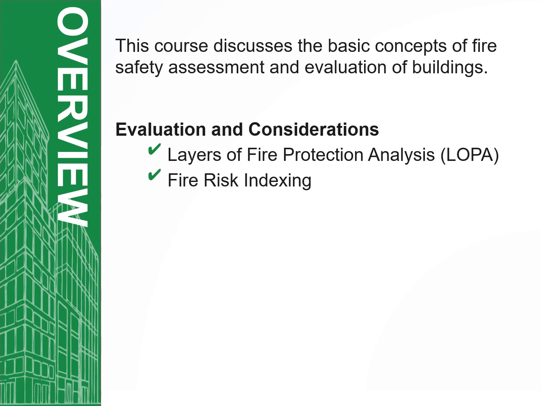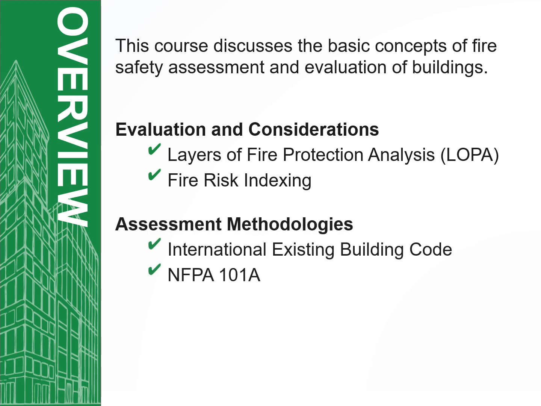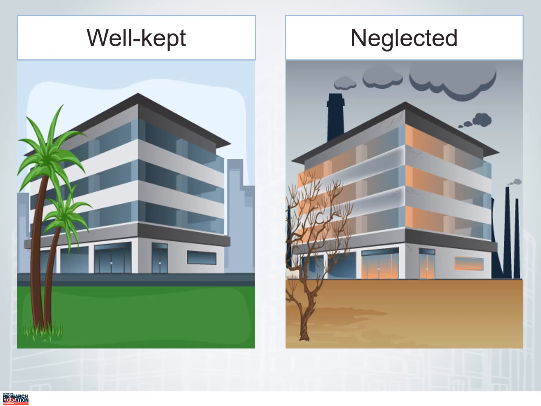Each method considers the presence of layers of protection, safety layering, and evaluates the fire safety attributes of each building in relation to the risk that the occupancy presents. We'll review two widely used methodologies for assessing existing buildings, Chapter 14 of the International Existing Building Code, and NFPA 101A, the Guide to Alternative Approaches to Life Safety. Each of these documents provides a roadmap for the evaluation process.